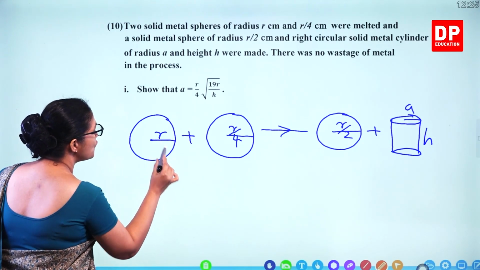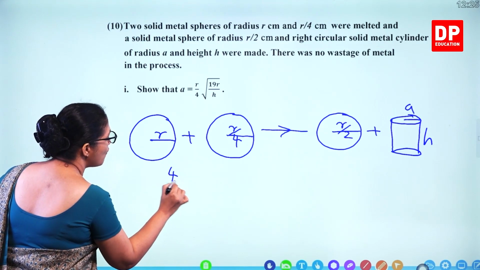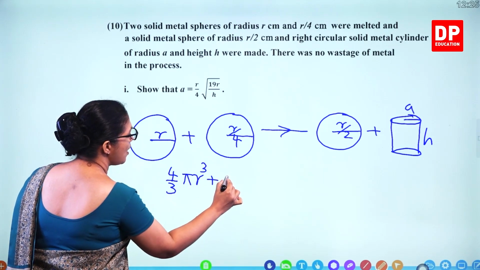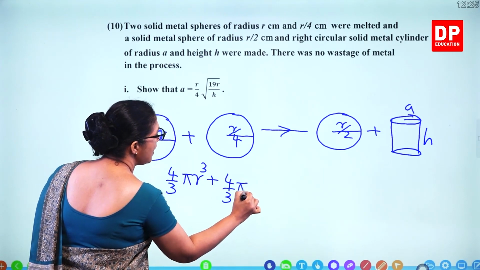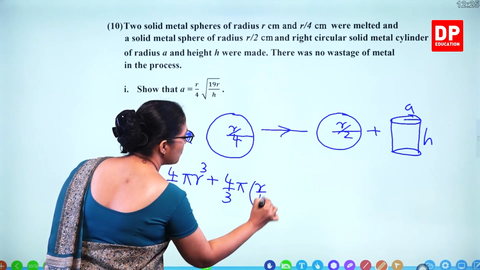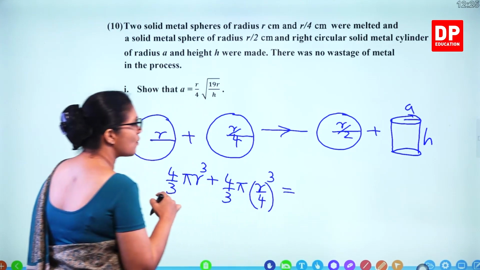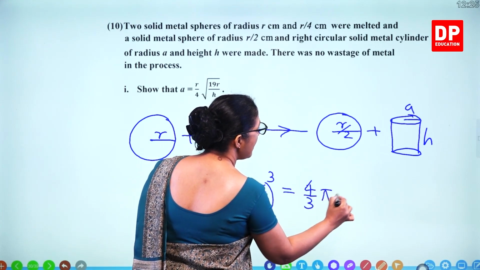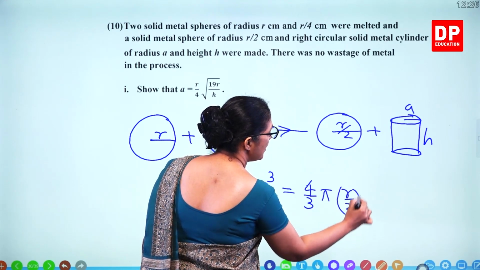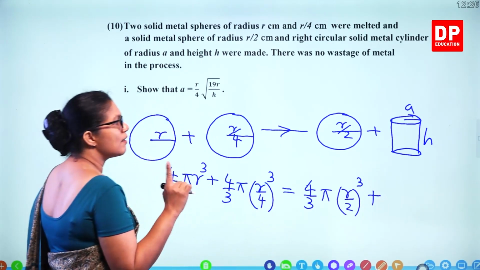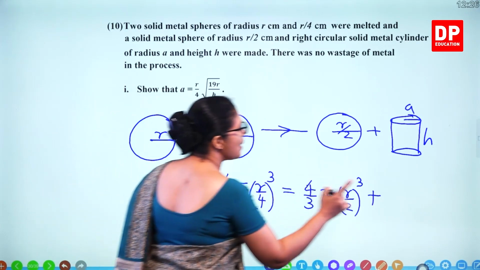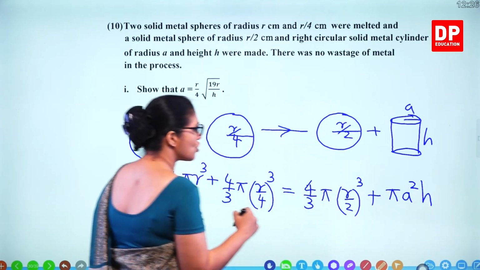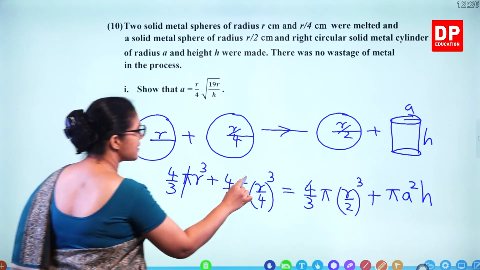So what's the volume of a sphere with radius r? 4 over 3 pi r cubed. What's this one? 4 over 3 pi, r over 4 cubed. That's equal to the volume of the sphere, 4 over 3 pi, r over 2 cubed, plus, what's the volume of the cylinder? Pi r squared, here pi a squared h. Now you can see pi gets cancelled out.